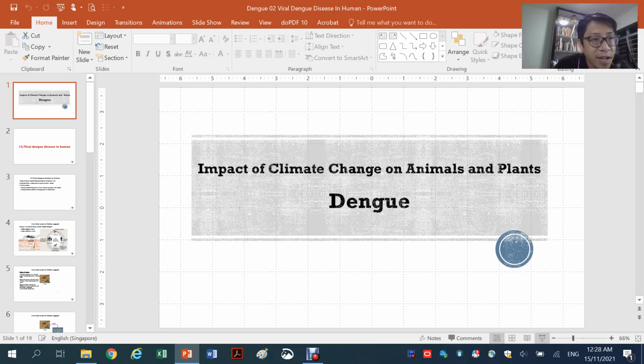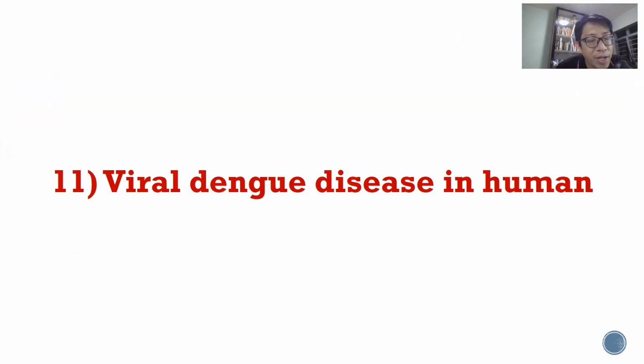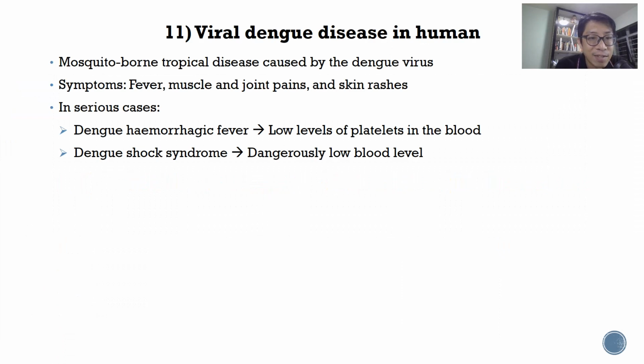Okay, after looking at the dengue virus, we'll be looking at the dengue disease. The disease is a tropical disease because the dengue virus is transmitted by Aedes mosquito, which lives in tropical areas. I'm sure you have some familiarity with the symptoms of dengue fever.